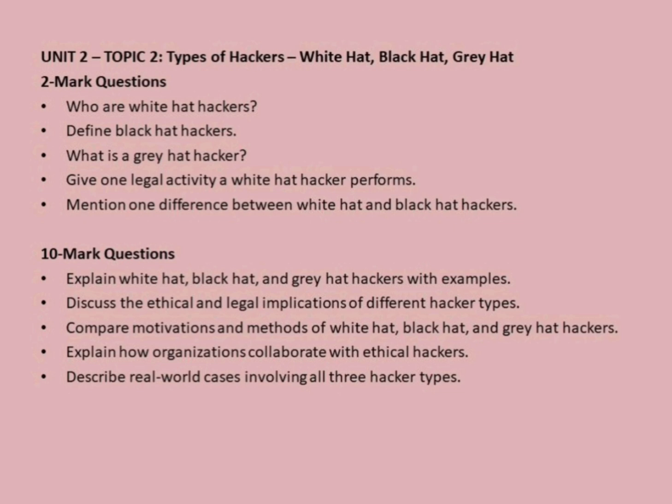Gray hat hackers lie somewhere in between. They may break into systems without permission, but usually not with harmful intentions. For example, a gray hat hacker may discover a flaw in a government website and post it online to show off their skills. While they may not cause direct harm, their actions are still considered illegal because they did not have authorization. In short, white hats protect systems, black hats attack systems, and gray hats blur the line between the two.